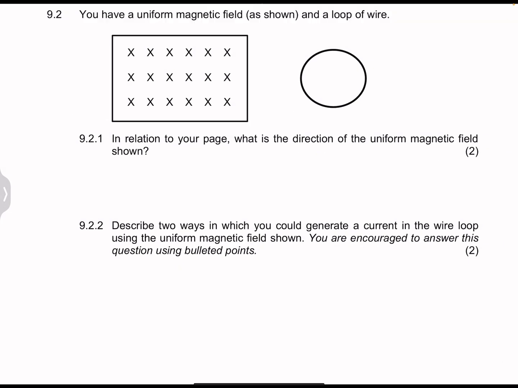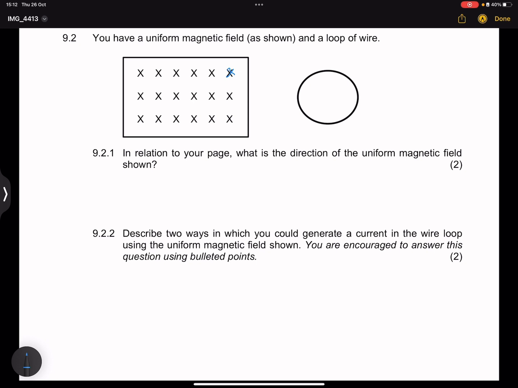Then let's go on to the next portion. They give us that diagram there. They say you have a uniform magnetic field as shown in a loop of wire. Now remember, whenever I see X's, it shows me that the field is going into the page. So we know that we will have our fields going into the page. Now they say to us, in relation to your page, what is the direction of the uniform magnetic field? We've just answered that. That will be into the page.